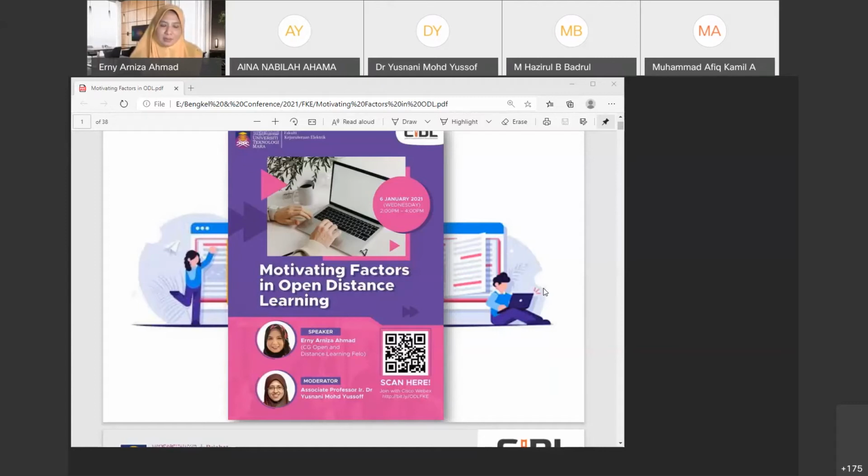As our moderator said just now, I'm a master trainer for e-learning at UiTM. So that's basically my experience. How did I begin with e-learning? We began with e-learning, and then all of a sudden ODL. Why ODL?